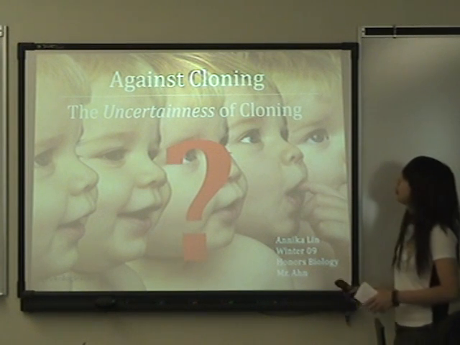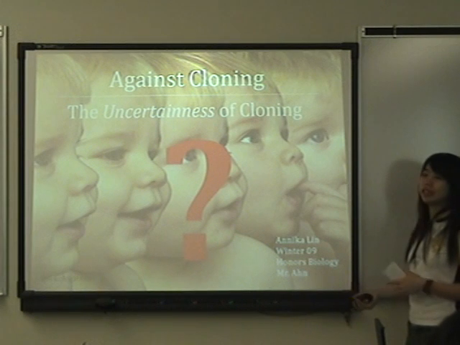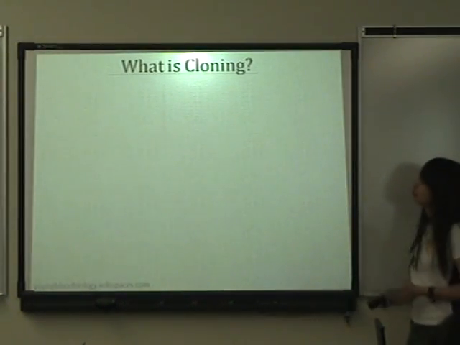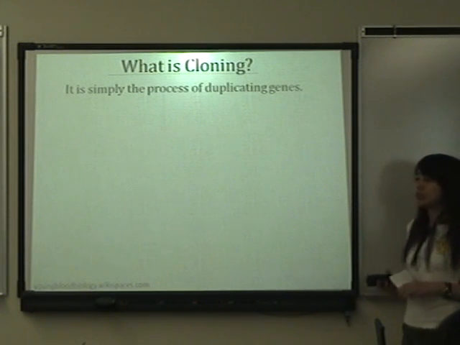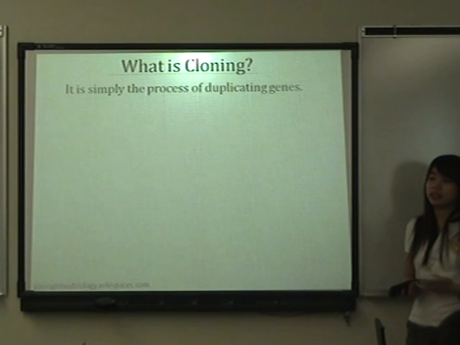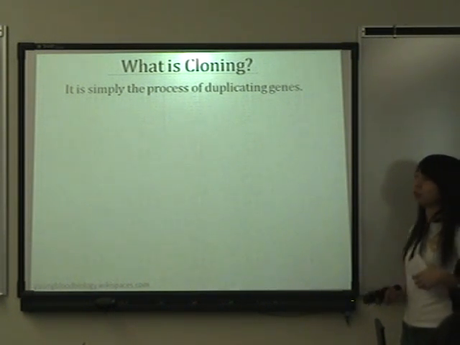Okay, so I'm going to talk about against cloning, but I'll be focusing on the uncertainness of cloning. So first of all, what is cloning? It is simply to duplicate genes, and you can get an identical one from the ones you clone.